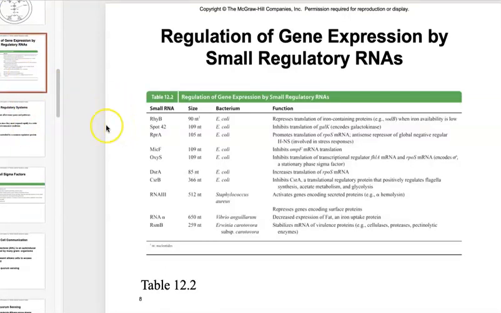So the only thing I wanted you to get from this table, well, overall, I just wanted you to see an array of small regulatory RNAs, their size and who produces them and what their function is. But the main thing I wanted you to see here was just MicF. It's a 109 nucleotide small RNA that has an antisense function for inhibiting OmpF messenger RNA translation, as I talked about. So that's the focus of this slide.